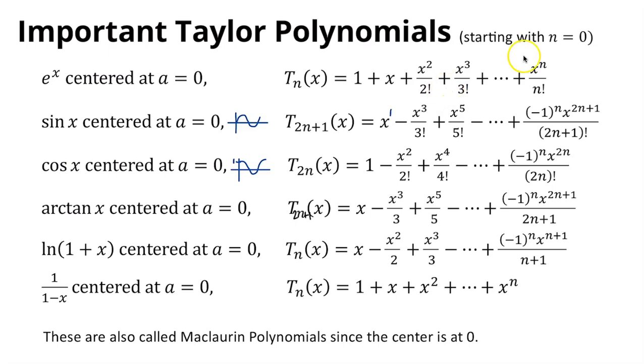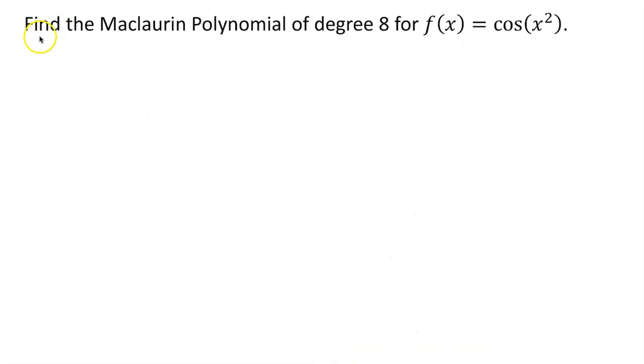So something I want to mention here, all of these start with n equals 0. So starting with the 0-degree polynomial. And these are also Maclaurin polynomials since their center is at 0. So Maclaurin polynomials are just a special case of Taylor polynomials with a center of 0. Let's do an example here.